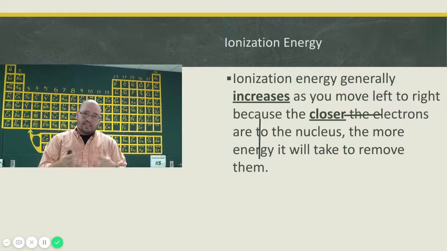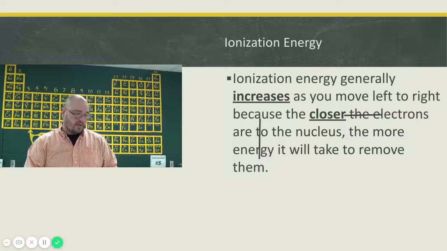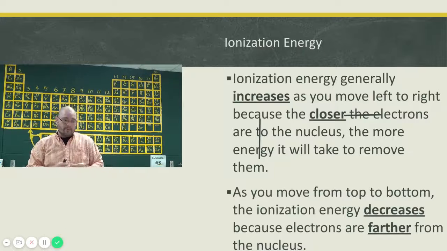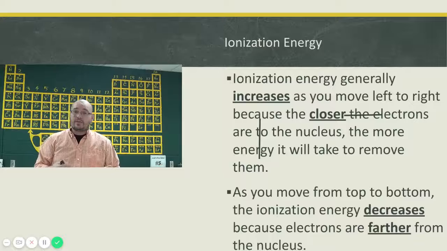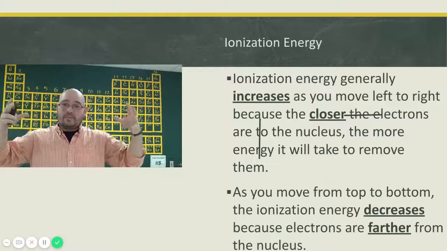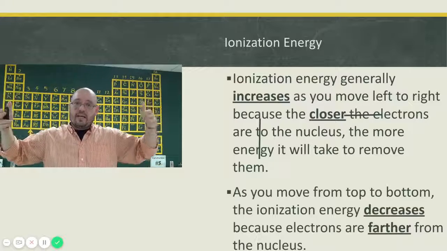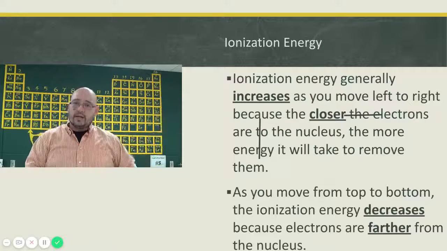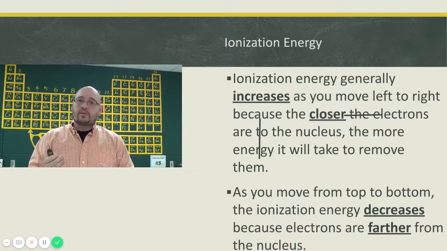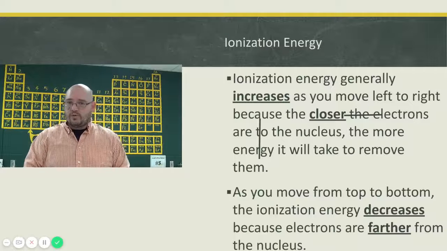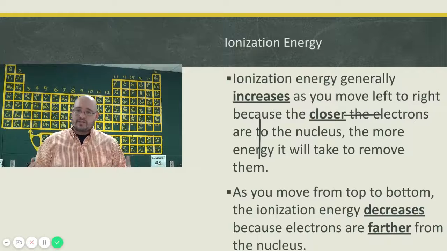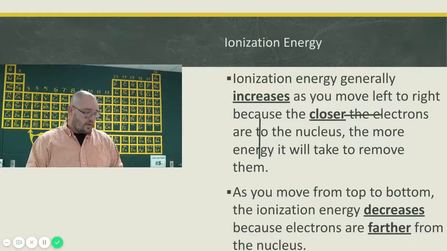Ionization energy generally increases as you move from left to right because the closer the electrons are to the nucleus, the harder it is to remove them. More energy it'll take. And as you move from top to bottom, the ionization energy is going to decrease, for the same reason: the atom gets bigger, the electrons are farther away. The farther away they are from the nucleus, the easier it is to pull them away. So the lower you go down on the periodic table, the easier it is to remove an electron. And so those electrons get pulled off much easier, a lower ionization energy.